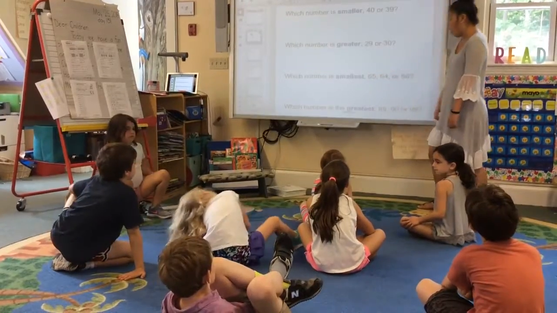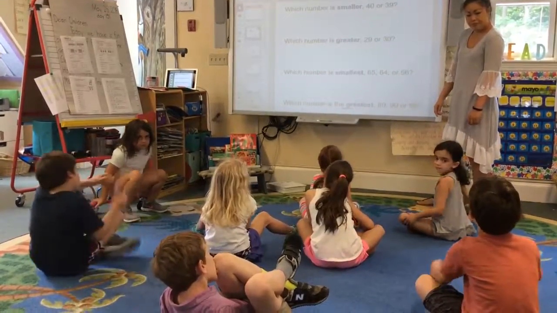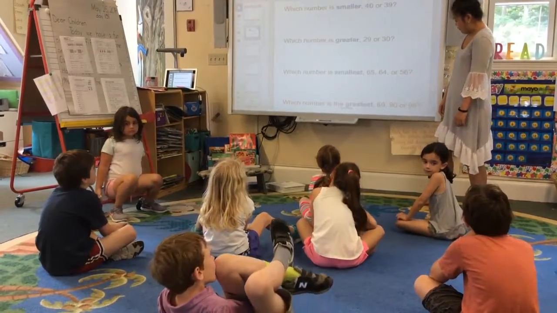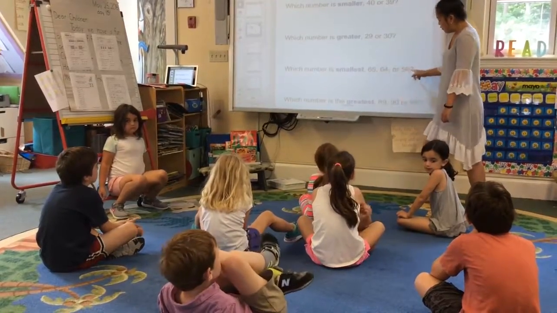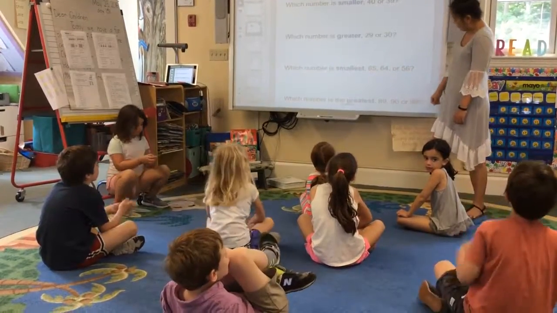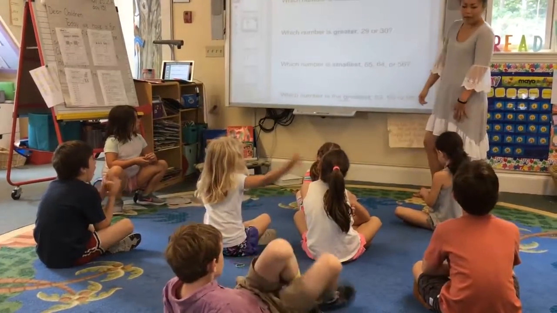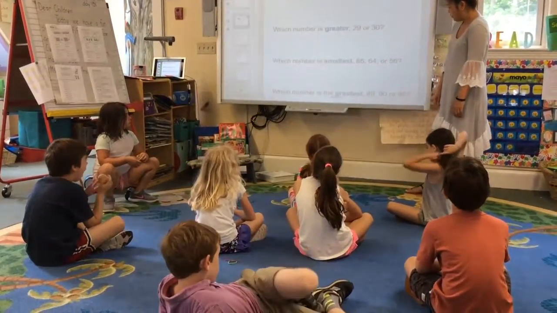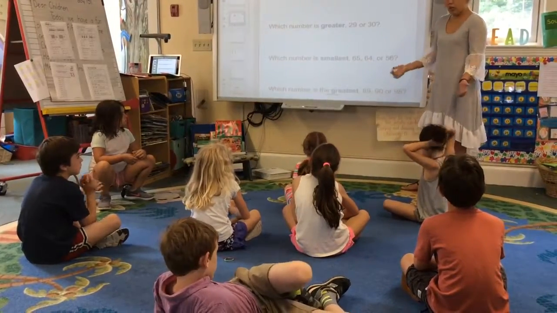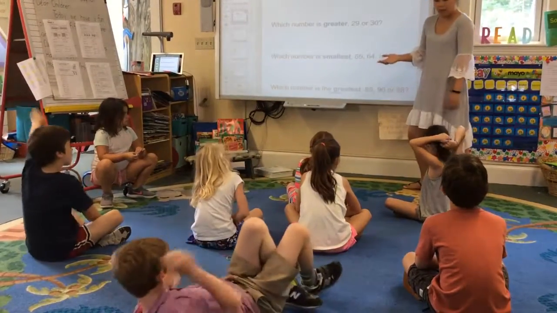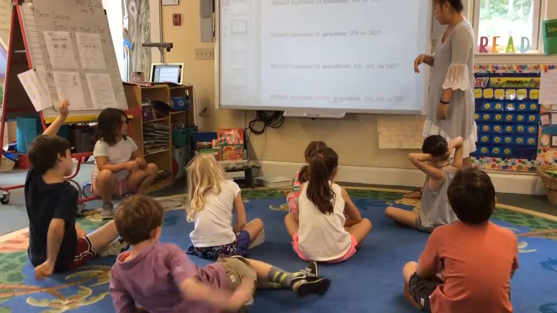Which number is the smallest of these 3 numbers? 56. 56. How did you know that? Because 56 is smaller than 60. Great job. 50 is smaller than 60. 5 tens is less than 6 tens.